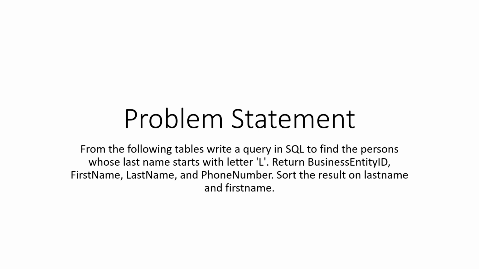From the following table, write a query in SQL to find the person's name, whose last name starts with the letter L. Return business entity ID, first name, last name, phone number. Sort results on last name and first name.